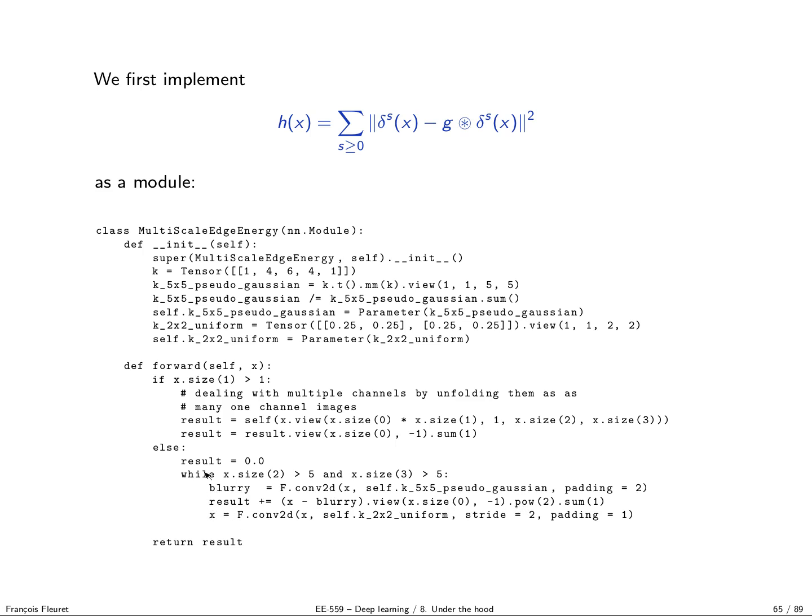So basically, here we unfold, if it's multiple channels, as many images of one channel. And here we downscale the image as long as it's greater than 5 pixel width and height, and we compute the blurry image, sum the difference between the blurry and the X, downscale the image, and return the overall sum.